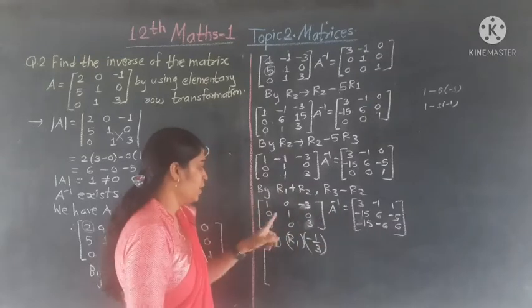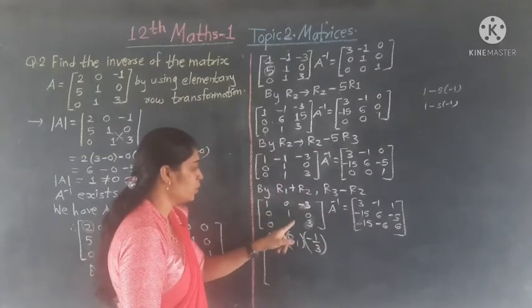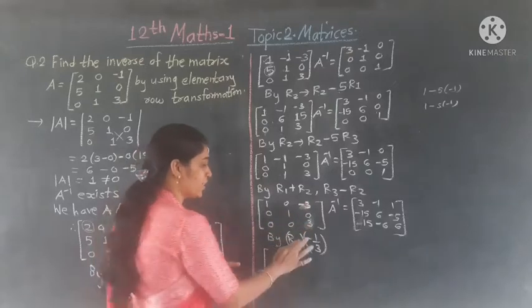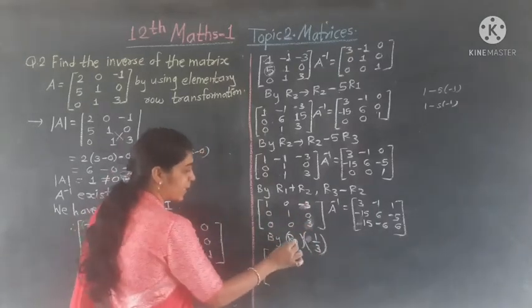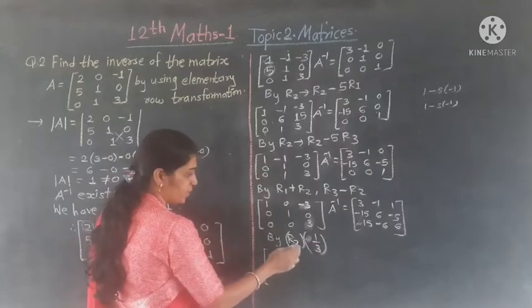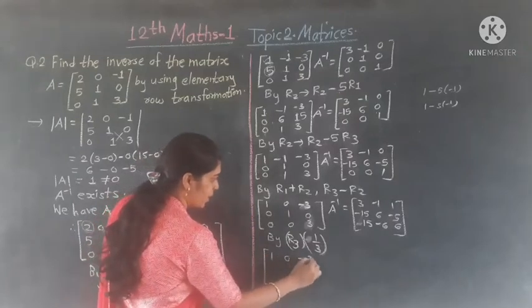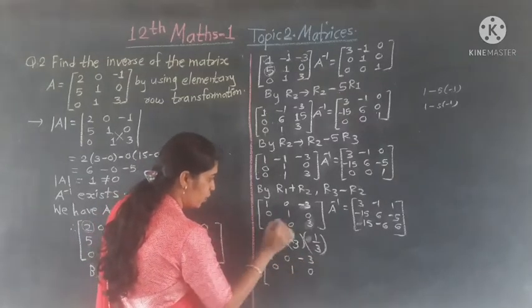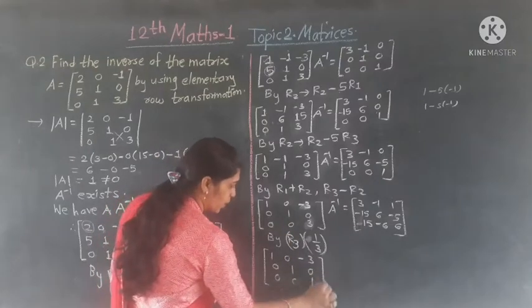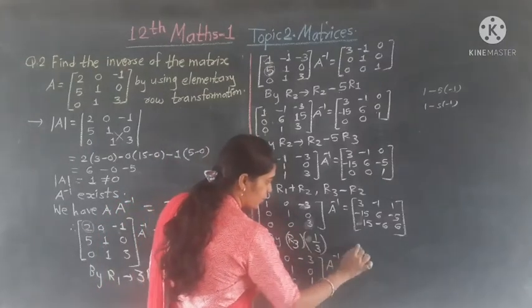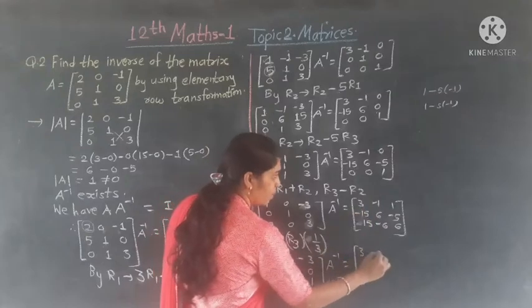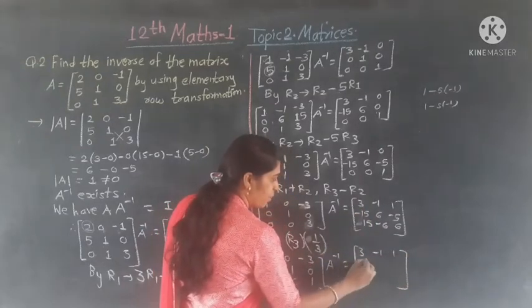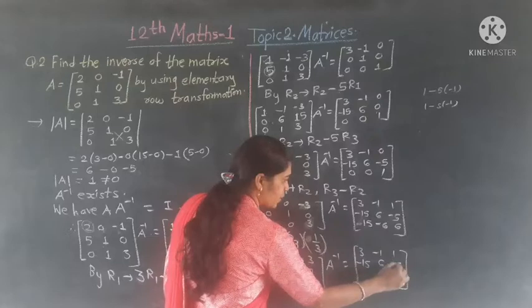Okay, 1 0 0 0 1 0 0 0 1. We want to make this 1, so what change happens in R3? 1/3 R3. 1 0 minus 3, 0 1 0, 1/3 done, 0 0 1, into A inverse is equal to 3 minus 1 1 as it is, minus 15 6 minus 5 as it is.